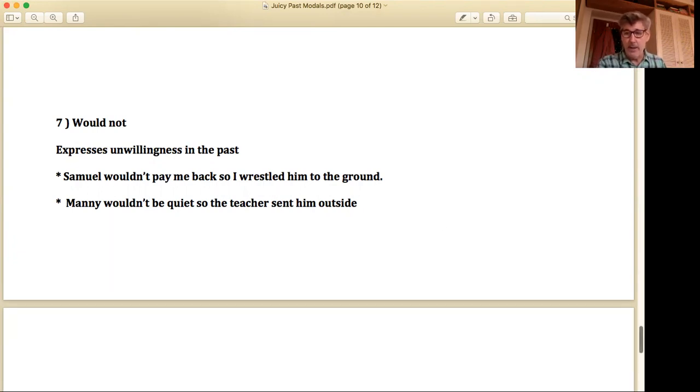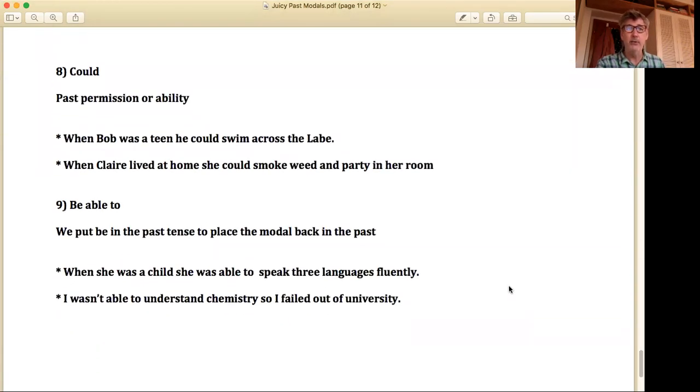So we have would not, and then we have could. And I think this is sort of like the past tense of can, and you have permission or just physical ability. When Bob was a teen, he could swim across the lava. Can't do it anymore, but when he was a teenager, he could swim across the lava. And when Claire lived at home, she could smoke weed and party in her room. She had permission. She doesn't live at home anymore. But when she did, her parents were like, go ahead, smoke it up. She could smoke dope and party in her room. So everybody loved to hang out at her house.